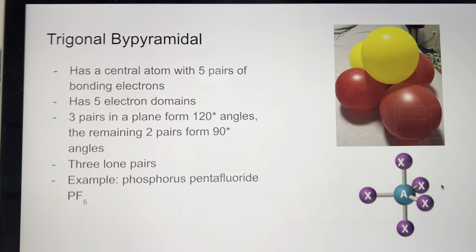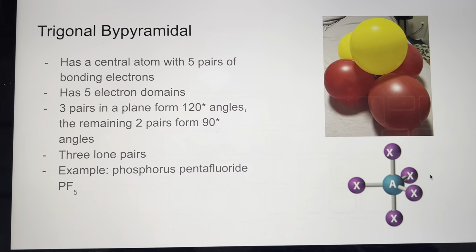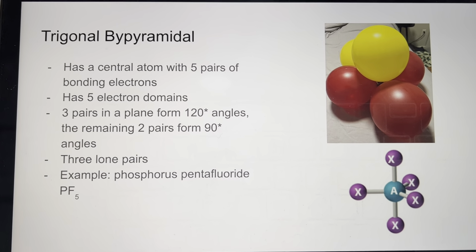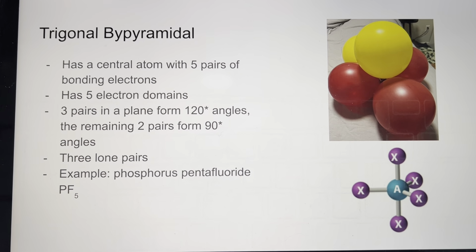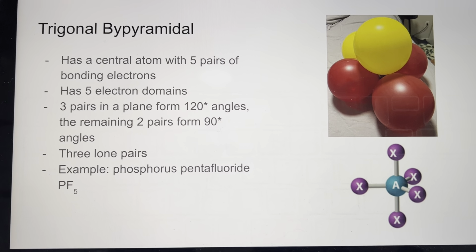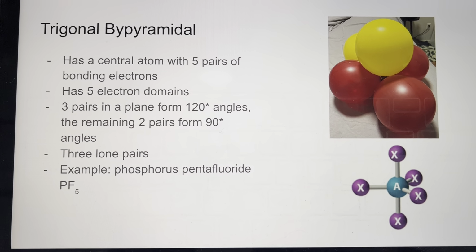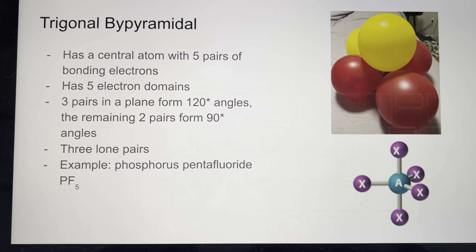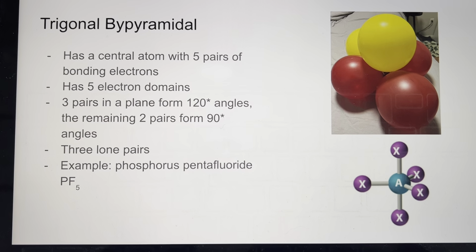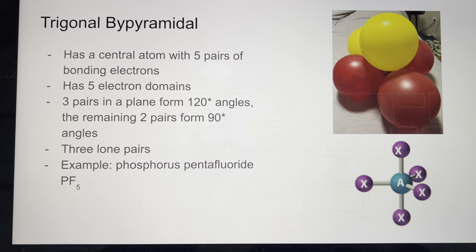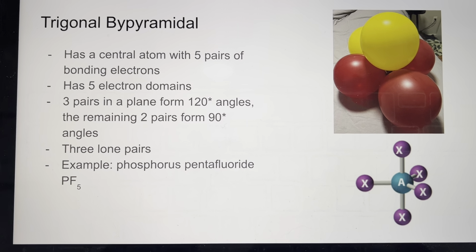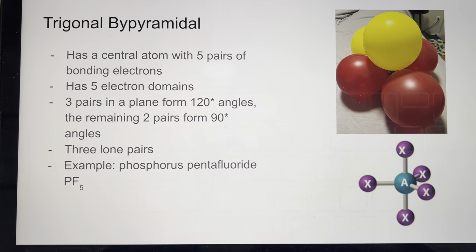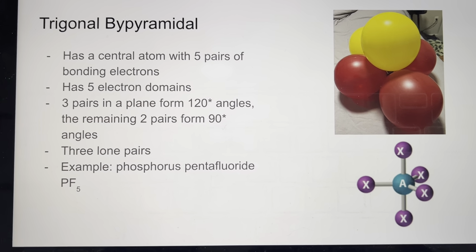All right, and next up is trigonal bipyramidal. This has a central atom with 5 pairs of bonding electrons. It has 5 electron domains, 3 pairs in a plane forming 120 degree angles, and the remaining 2 pairs form 90 degree angles. There are 3 lone pairs, and my example that I chose was phosphorus pentafluoride, or PF5.